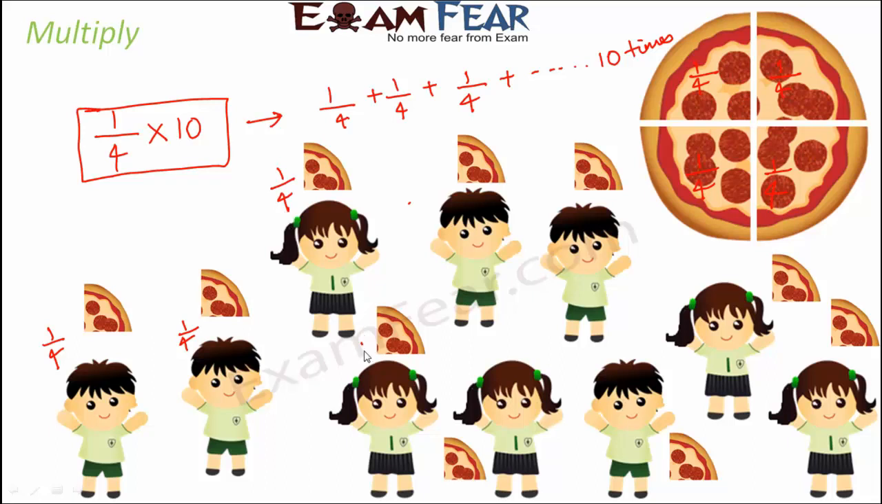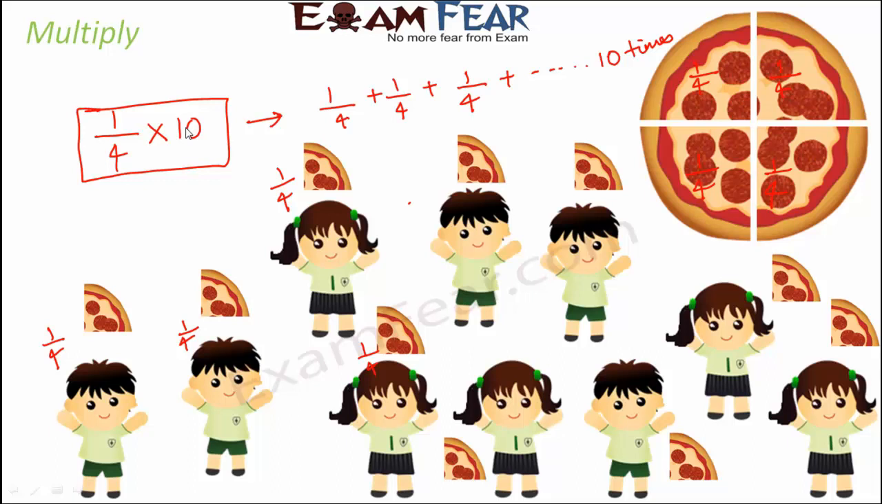This kid needs 1/4. This kid needs 1/4. So what are you doing? 1 by 4, plus 1 by 4, plus 1 by 4, plus 1 by 4, till 10 times. Now, adding 1 by 4 for 10 times is going to be a tedious job, right? So that is why, instead of adding the same number multiple times, we multiply it. Since we want to add it 10 times, we say 1 by 4 multiplied by 10. And that is how we can find out how many pizzas we need.